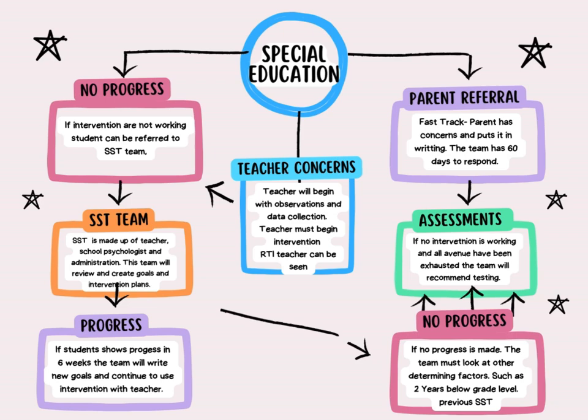Now, if you look over to the other side, it says no progress. If there is no progress with the new interventions and the new goals that were set after those 6 weeks, the SST team will look at other determining factors, such as, is the student 2 years below grade level? Where are they academically? Have they been assessed before? Have they been referred to an SST team before? Those are all things that they are going to consider when moving to the next step.